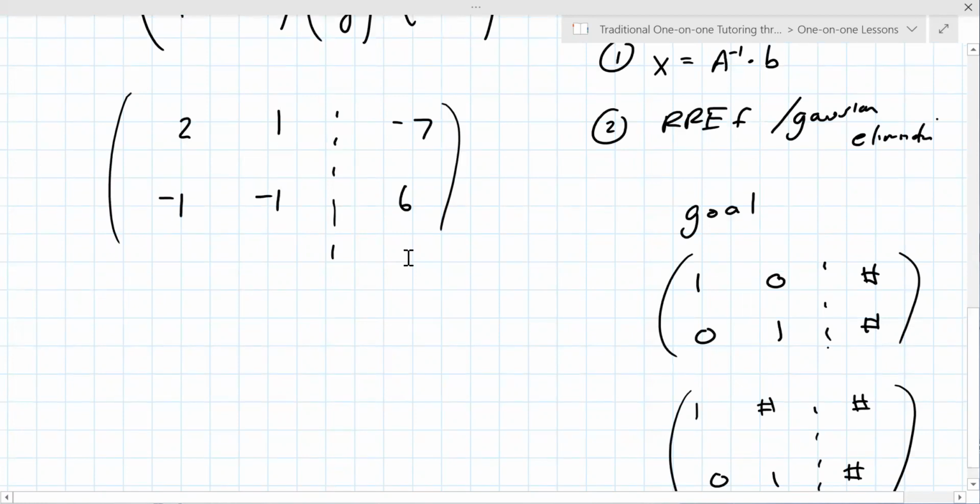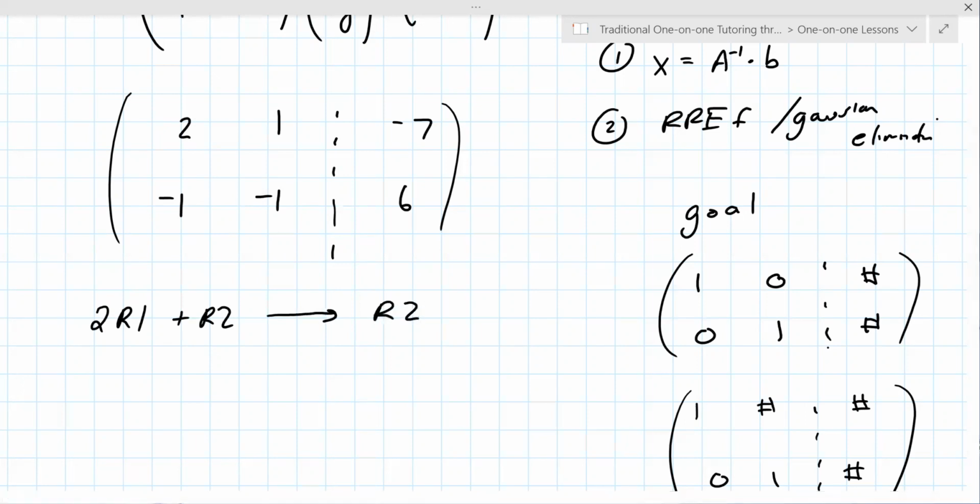So there are a lot of ways to start here. If you do 2 times row 1 plus row 2, when you multiply row 1 by 2, you get a -2 in the first position. When you add it to row 2, it becomes a 0 there. And in this case, we actually want to make the result the new row 2. So you put the result wherever you want, I guess is the point.